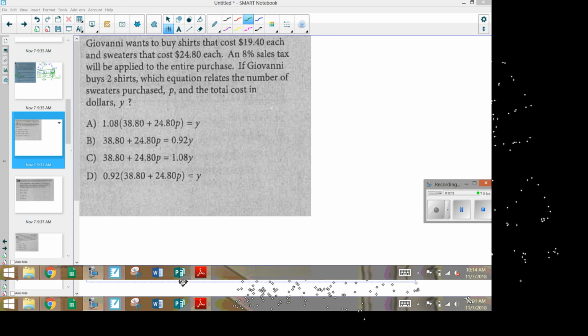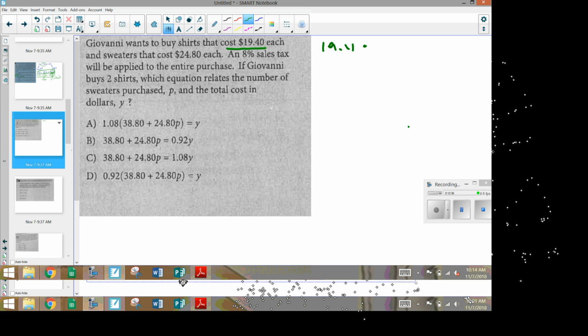Giovanni wants to buy shirts at 19.4 each and sweaters at 24.8 each. Okay, participate. $8 and 8% sales tax will be applied to the entire purchase. If Giovanni buys 2 shirts, okay, 2 shirts, how much money will that be? 19.4 times 2 is going to be, yes, a little bit expensive. Okay, Giovanni buys 2 shirts. Which equation relates the number of sweaters purchased?